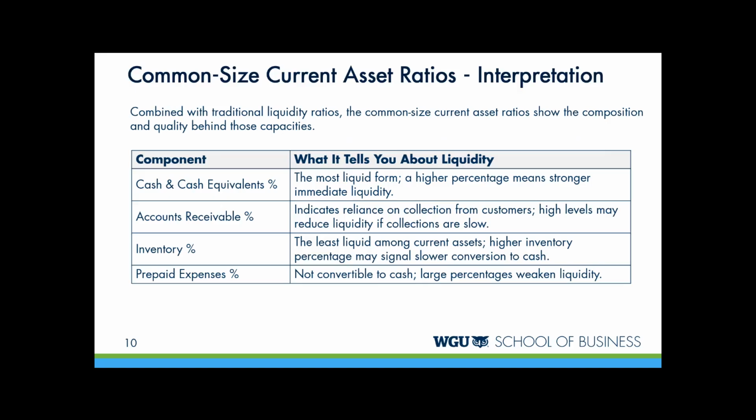And then lastly, our prepaid expenses. Those really are not able to be converted into cash easily, and large percentages of those assets in our current assets also are going to weaken our liquidity. Any questions so far?